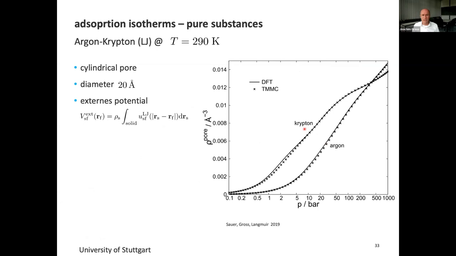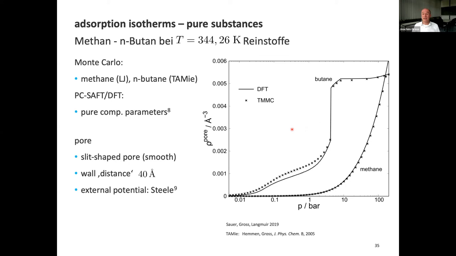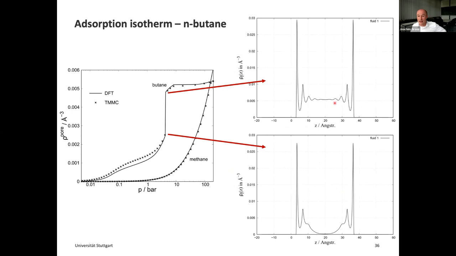Let me skip this slide and immediately go to butane, for example, in a pore. And this is an equilibrium between a not so full pore and a full pore. This is an adsorption isotherm, density versus pressure. And here I show the two states, more liquid-like and more vapor-like, if you will. These calculations take, starting from nothing, from really a constant level, 100 milliseconds per state. It's very cheap.